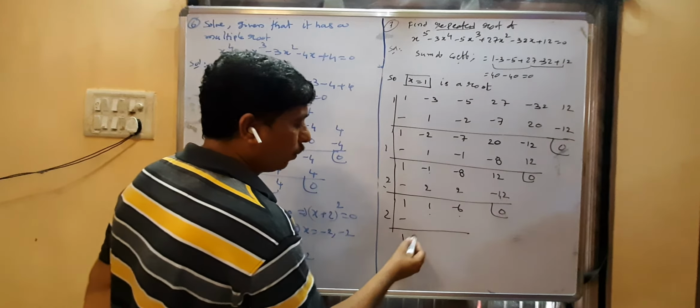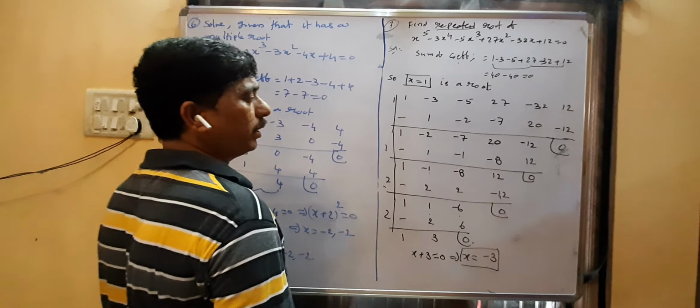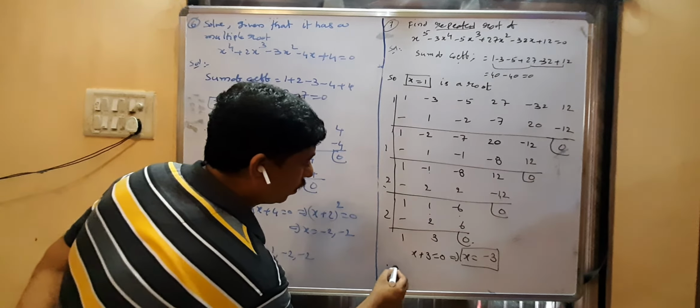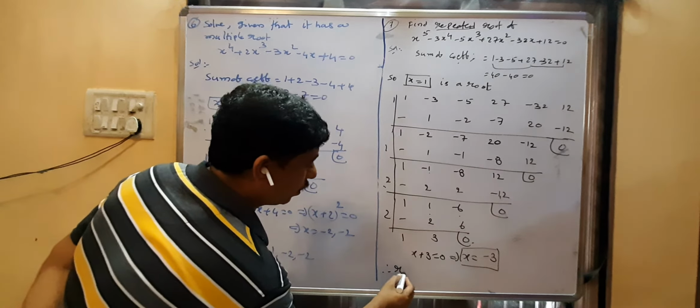2 is also a repeated root, and 1 is a repeated root. Out of the 5 roots, 1, 1, 2, 2 are 4 roots. The remaining first degree polynomial quotient is x plus 3 equal to 0, which means x equals -3. Every time you got remainder 0. If the remainder is not equal to 0, that is not a root. Therefore the roots are 1, 1, 2, 2, -3. This is the multiple root concept.